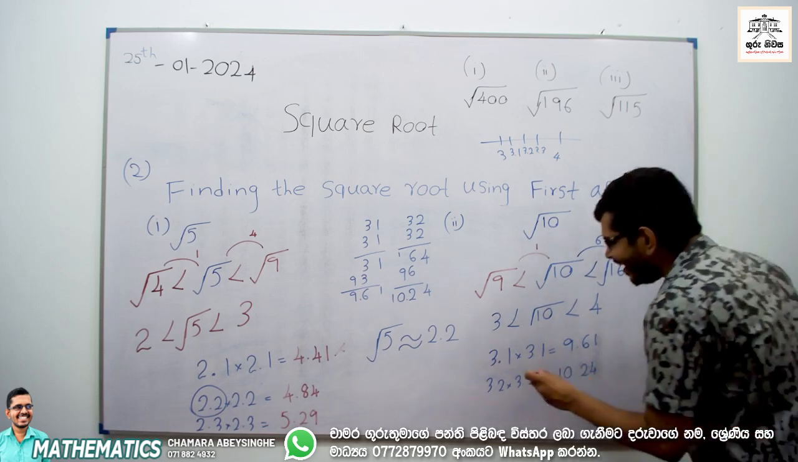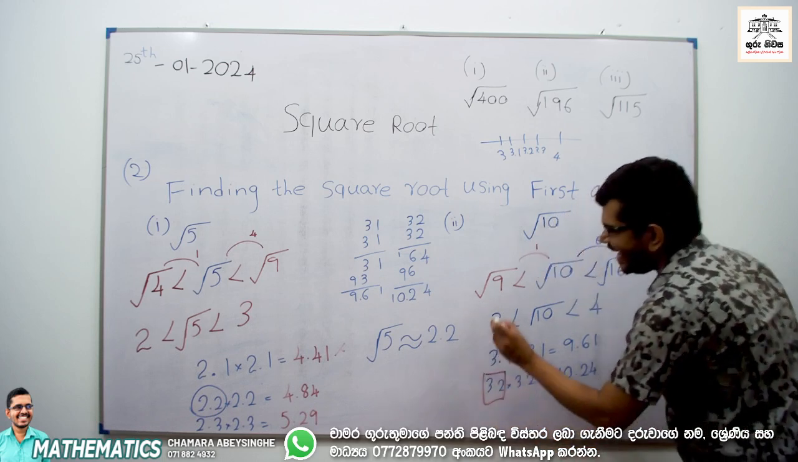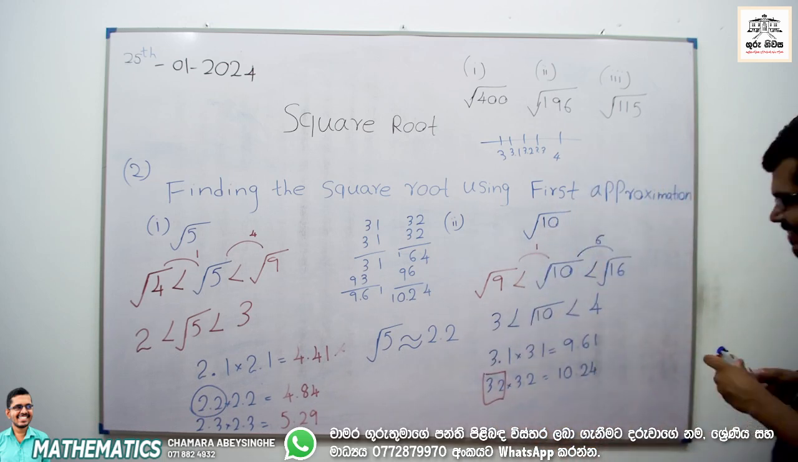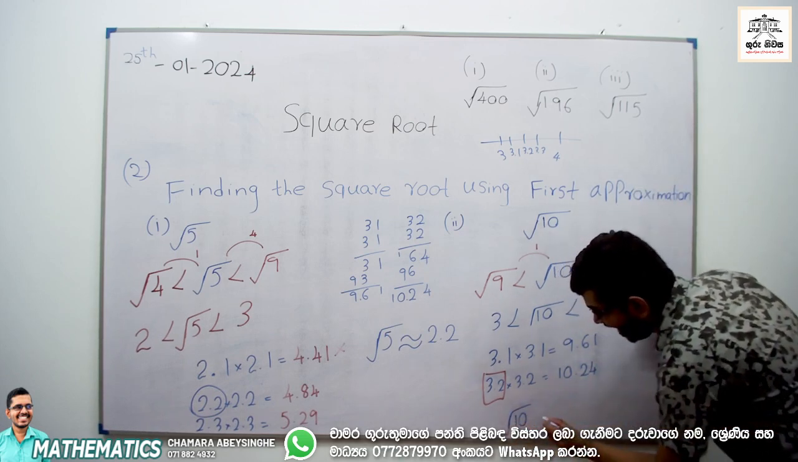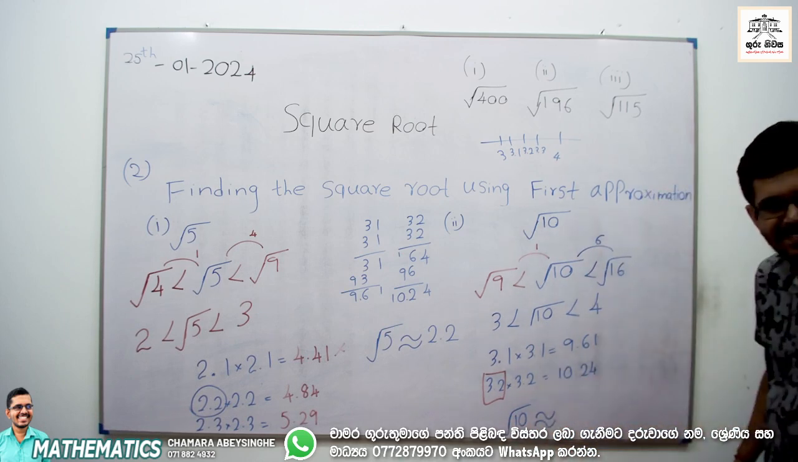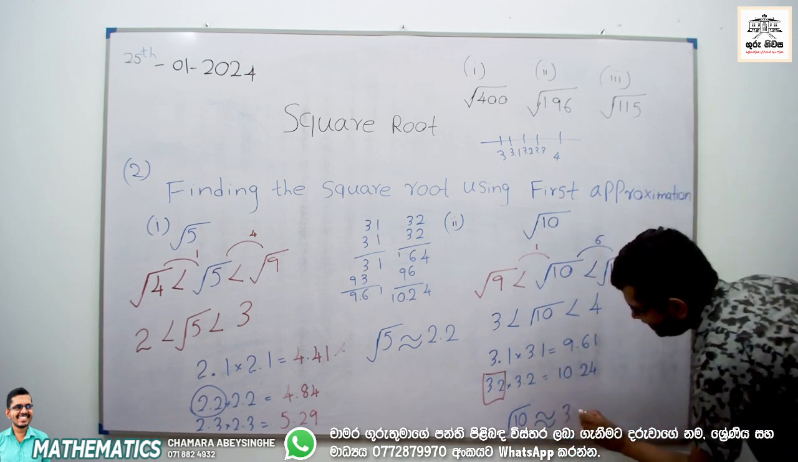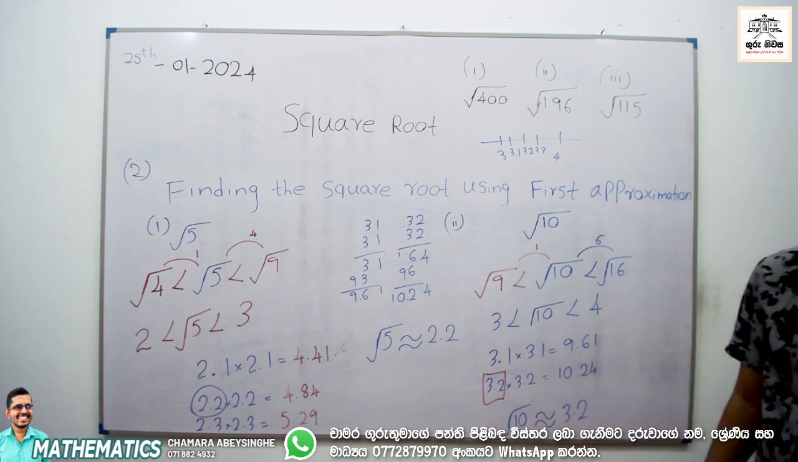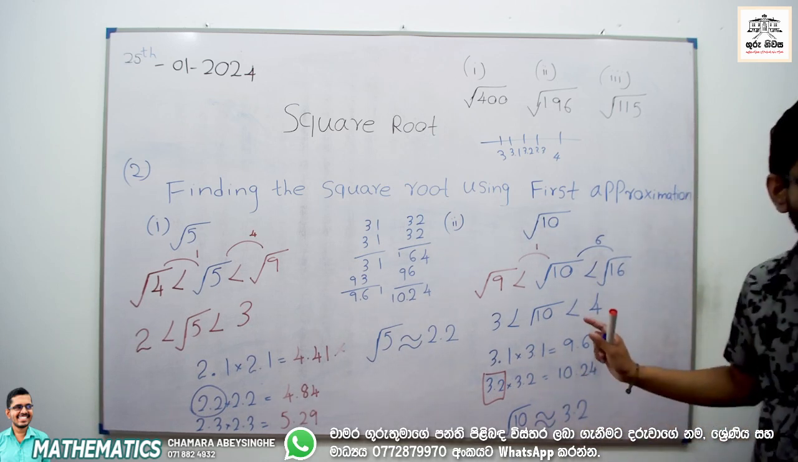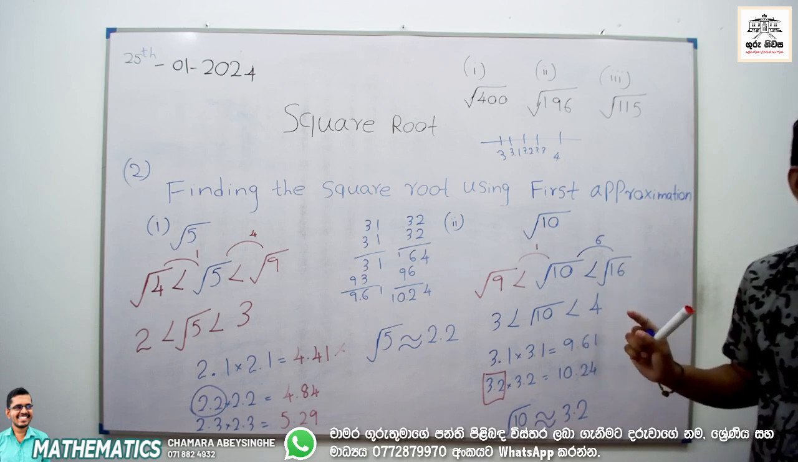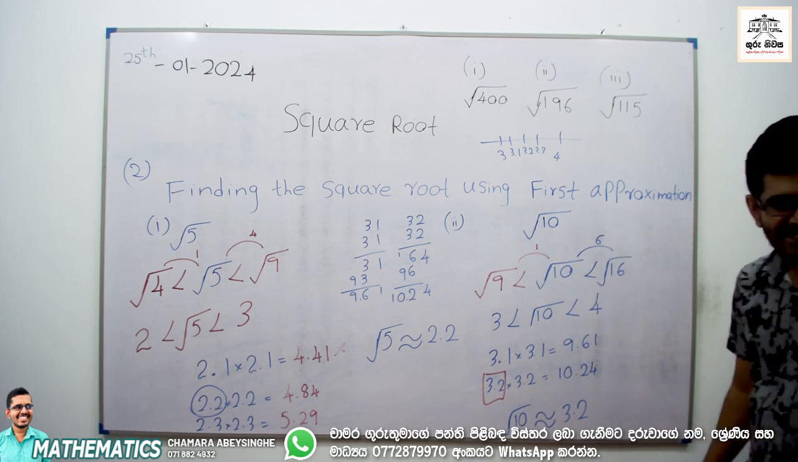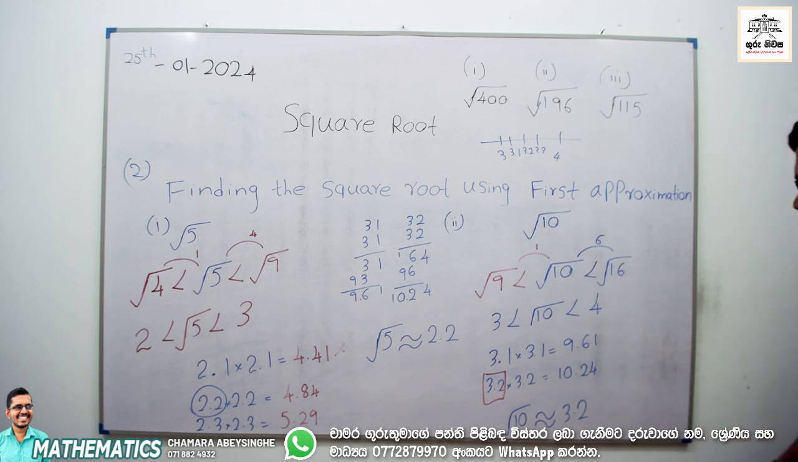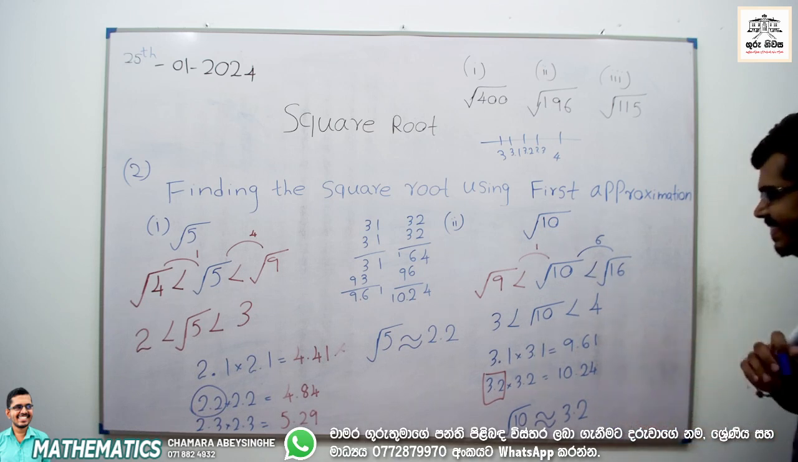10.24 is created by 3.2. That's the answer, student. The square root 10 is nearly equal to 3.2, and we can't put the equal mark because this is not the exact number. This is only one decimal place. A lot of decimal places you can see in your phone calculation. So this is the only one decimal place number. Answer 3.2 is the answer.